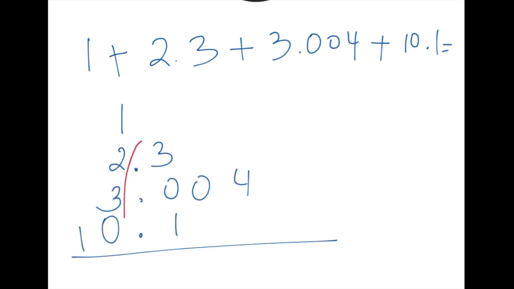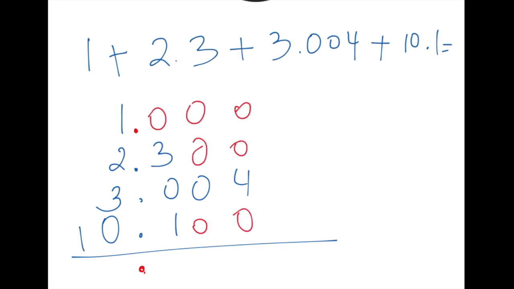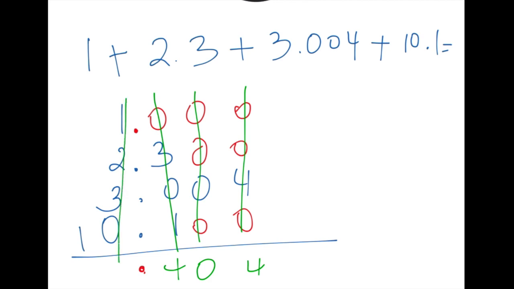I line up all my decimal points. Very important. So here that means you have a decimal point as well. The answer will have a decimal point here. I can go ahead and fill the rest with zeros. When I'm doing addition, I don't really have to do that. I add all of those numbers, that's 4. I add all of these numbers, that's 0. I add all of these numbers, that's also 4. I add all these numbers, that's 6, and that's 1. So the answer would be 16.404.